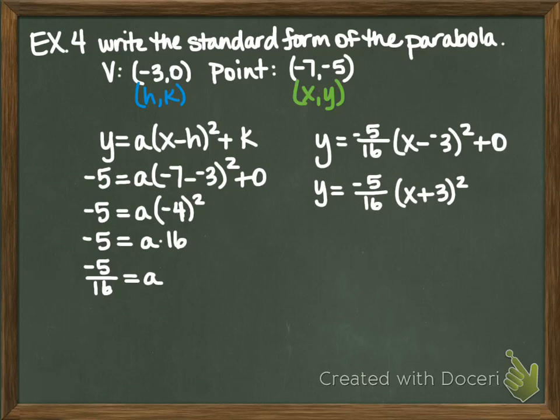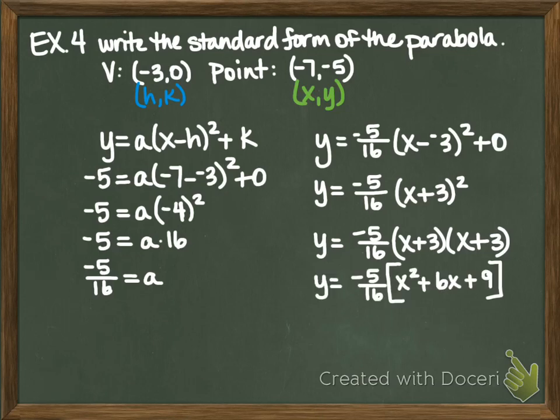Now, if it asked for vertex form, we would stop right here. But this wants standard form, so we're going to have to simplify this as much as possible. Remember that (x plus 3) all squared is the same as (x plus 3) times (x plus 3). So what we actually need to do is multiply x plus 3 times itself before we distribute the negative 5 over 16. When you do x plus 3 times itself, it turns out to be x squared plus 6x plus 9. Then we'll distribute the negative 5 over 16. And if while you distribute you pay attention to your fractions and simplify as you go, then you should get negative 5 over 16 x squared minus 15 over 8 x minus 45 over 16. So this would be standard form of this parabola.